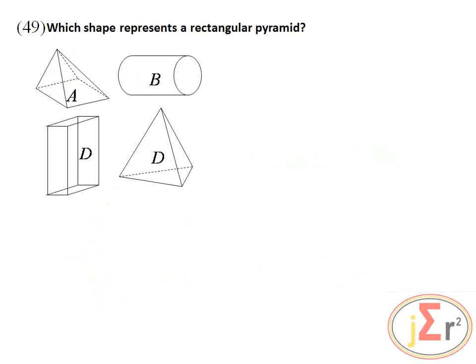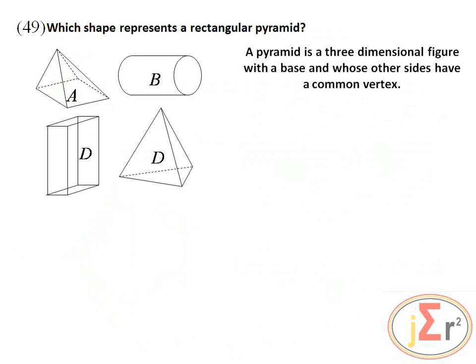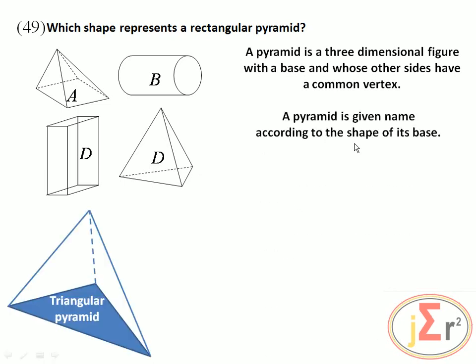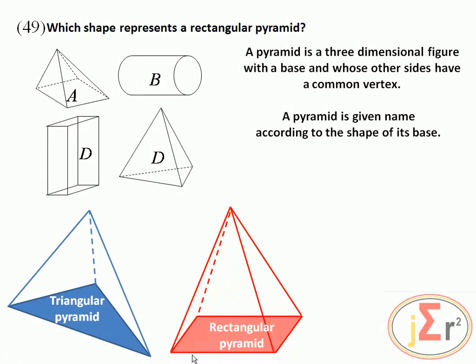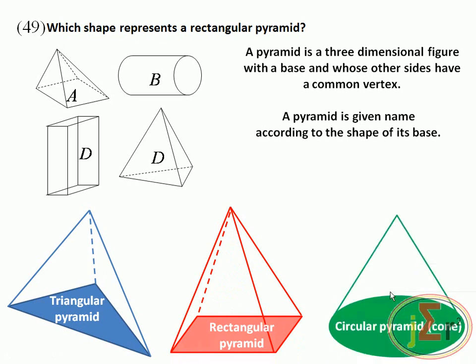Which shape represents a rectangular pyramid? What is a pyramid? A pyramid is a three-dimensional figure with a base and whose other sides have a common vertex. Like this one has a base and the other sides meet at a point. Where they meet at a point, that point is called a vertex. A pyramid is given a name according to the shape of its base. So here we have one with a triangular base, and that is called a triangular pyramid. And we have one with a rectangular base, and it is called a rectangular pyramid. And this one is called a circular pyramid or a cone.